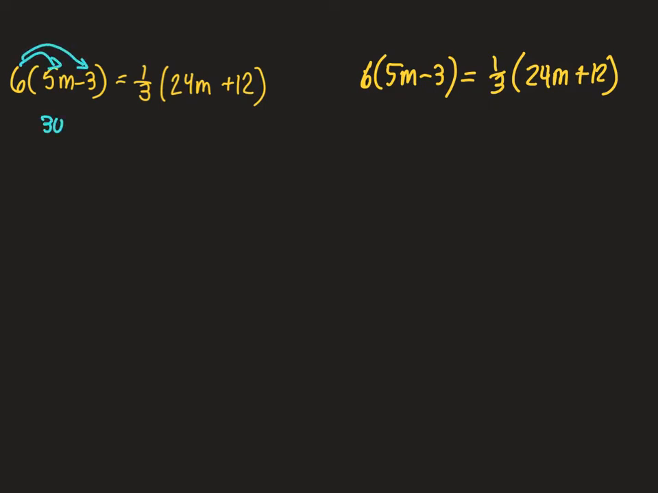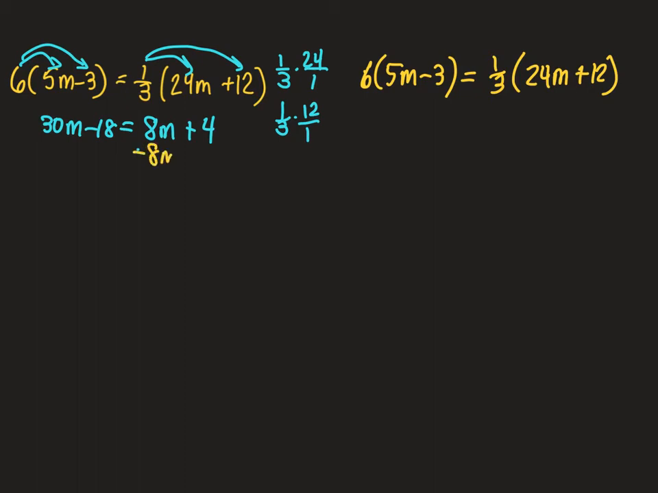I get 30m minus 18. I distribute and I distribute. So remember, that's the same as 1/3 times 24 over 1 and 1/3 times 12 over 1. A third of 24 is 8m, and a third of 12 is 4. Now these questions look just like what we had been doing. I think I'll subtract 8m as my first step.